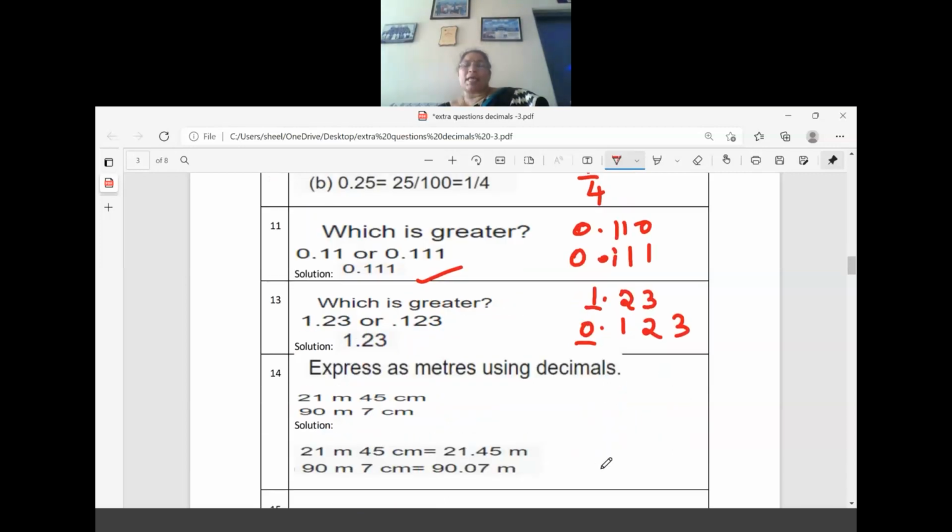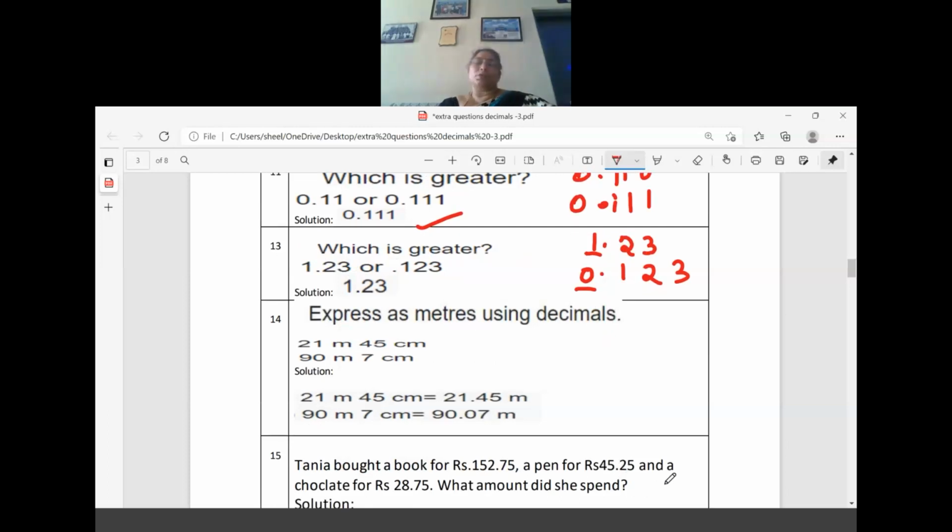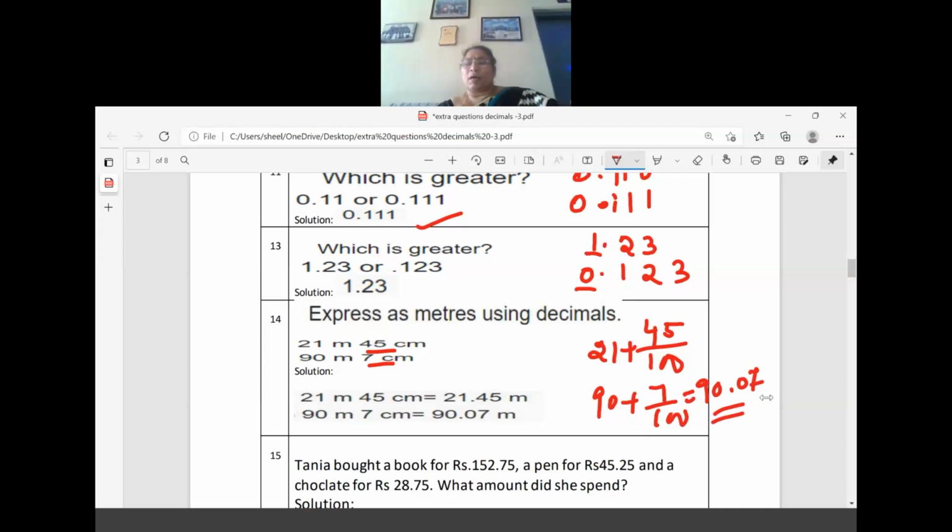1.23. Express as meters using decimals. 21 meter 45 centimeter, and 90 meter 7 centimeter. So the 45 centimeter and 7 centimeter parts we should make into meter. We know that 100 centimeter equals 1 meter only. So what should we do? 45 by 100 should be added with the 21, so 21.45. Similarly 90 plus 7 by 100 is equal to 90.07. Like that we have to see the decimal and put the decimal point correctly.